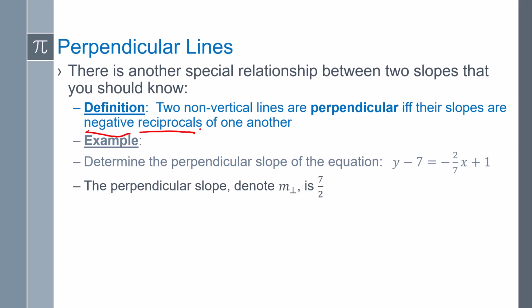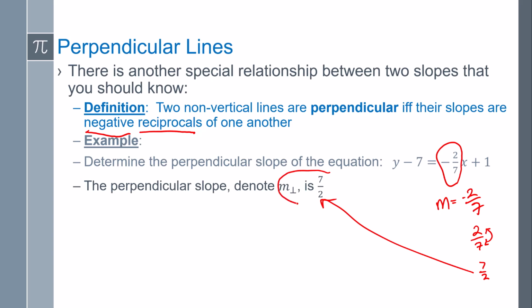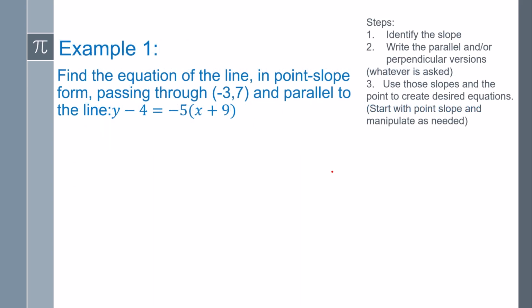So in this instance, it says determine the perpendicular slope of the equation. So my slope is going to be negative 2 over 7. And so my perpendicular slope: negative, change the sign; reciprocal, flip it. You get 7 over 2. And then this is the symbol that we use to indicate perpendicular slope. So let's look at an example here.